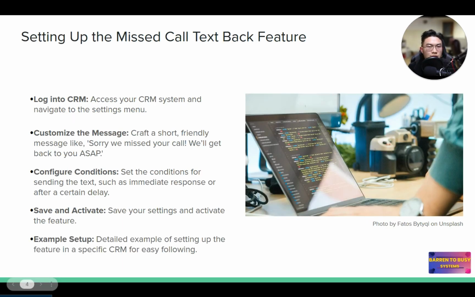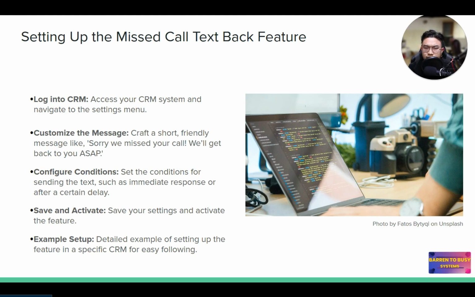Cool, right? Let's walk you through a step-by-step basic setup process. First, log into your CRM or software provider and navigate to the settings menu where you find the missed call text back feature. You click on it to start the setup process, and then you begin by customizing your message. Keep it short and sweet. Something like, hey, sorry we missed your call. We will get back to you ASAP, etc. Next, you configure the conditions for sending the text, like whether it should go out immediately or after a certain period. Then you hit save, and then you're all set.